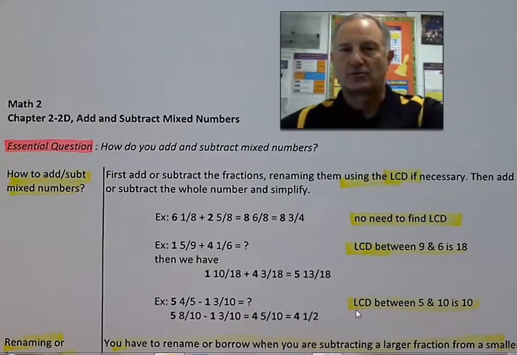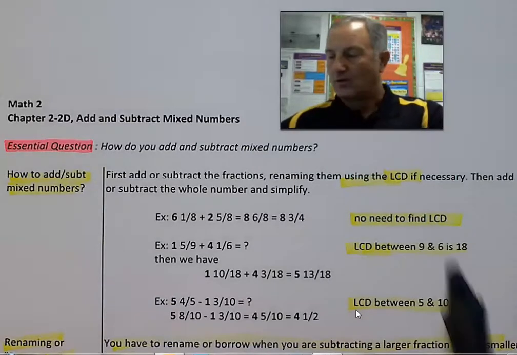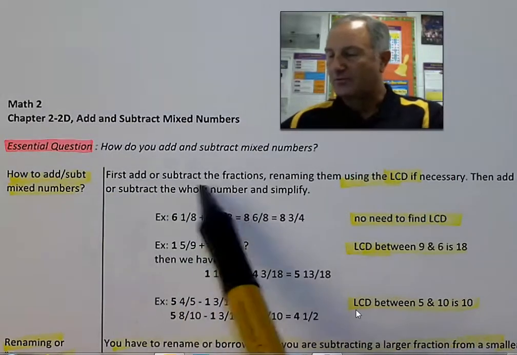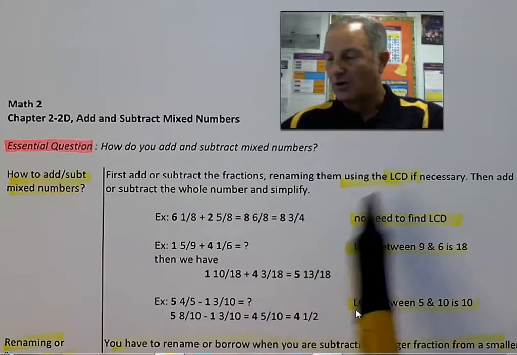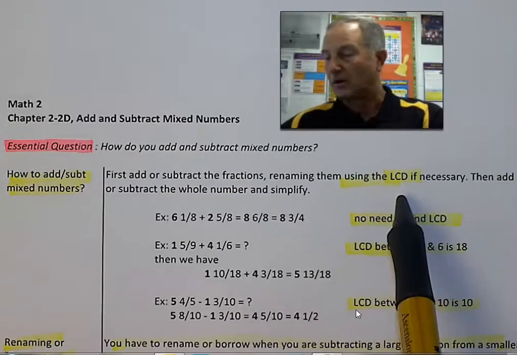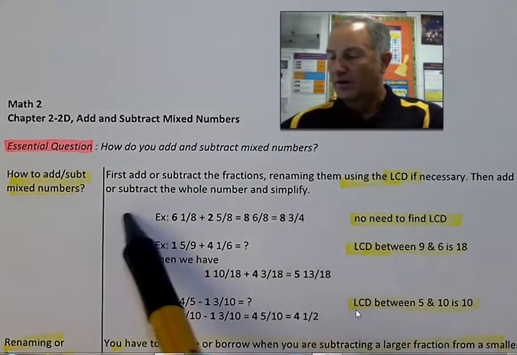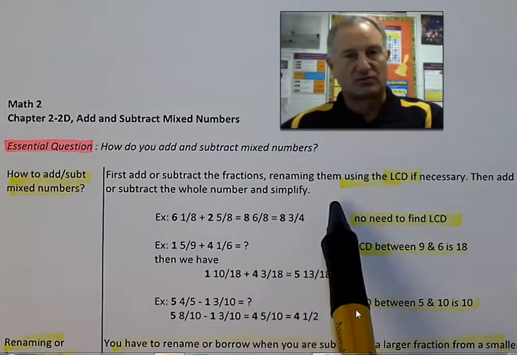That's our essential question. So to do that, the first thing you want to do is add or subtract the fractions, renaming them using the least common denominator if you have to, just like we've been doing. Then add or subtract the whole numbers and simplify, just like we've been doing.